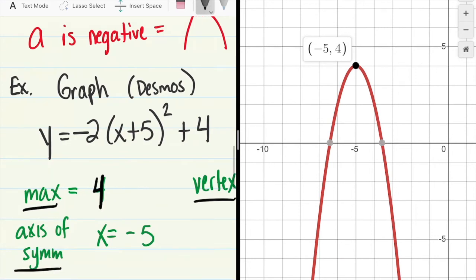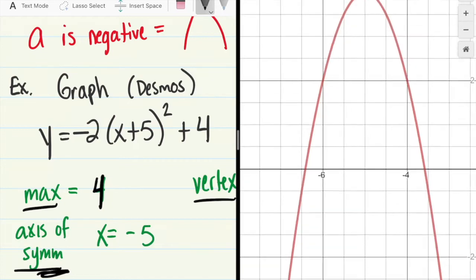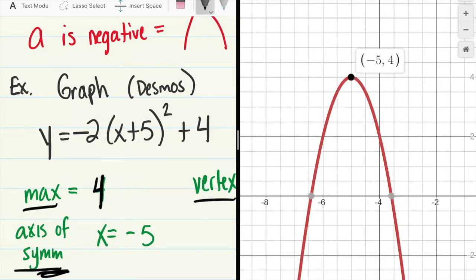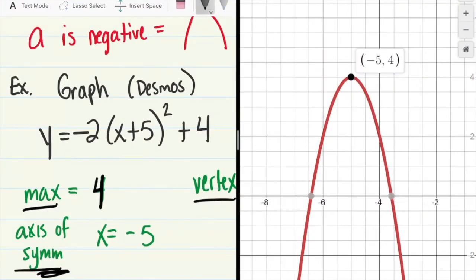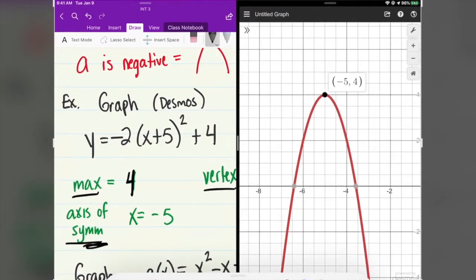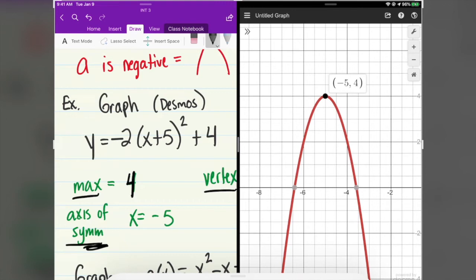Axis of symmetry, where is the graph being crossed? Well, notice here, the graph in the middle, if I were to take a screenshot of this so I can write on it, you will notice the graph in the middle is crossing at X between -4 and -6. And exactly between those numbers is -5 on the X line. So that's how you know that axis of symmetry is when X is -5, right?